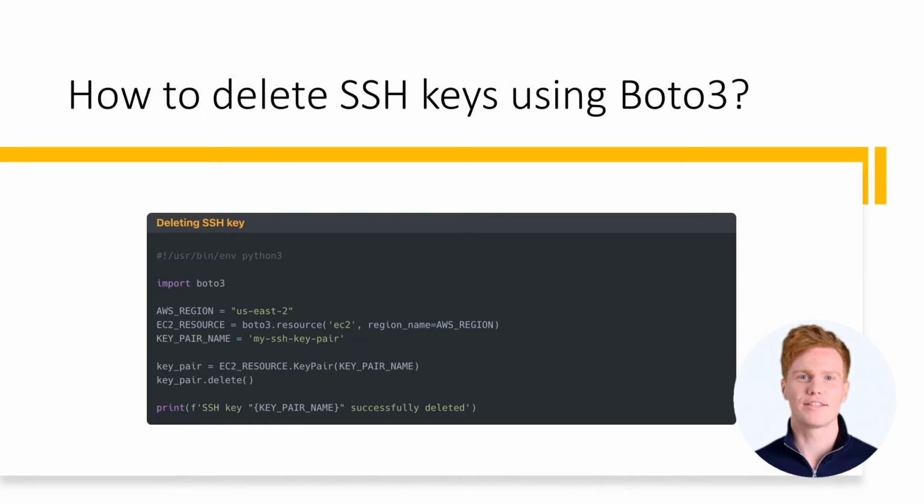To delete an SSH key pair, you need to use the delete method of the key pair class of the EC2 resource. The operation is straightforward. For practice at this moment, we recommend you write your own script which will generate several SSH key pairs and then use the filter method to find and delete them.